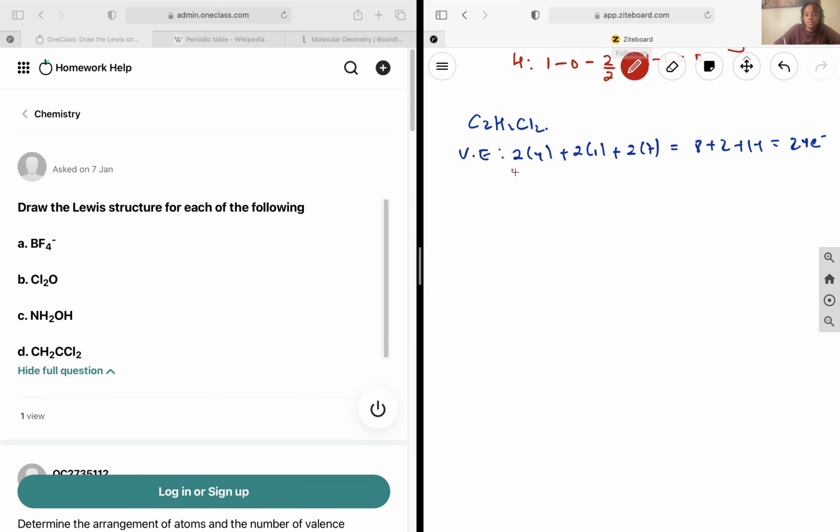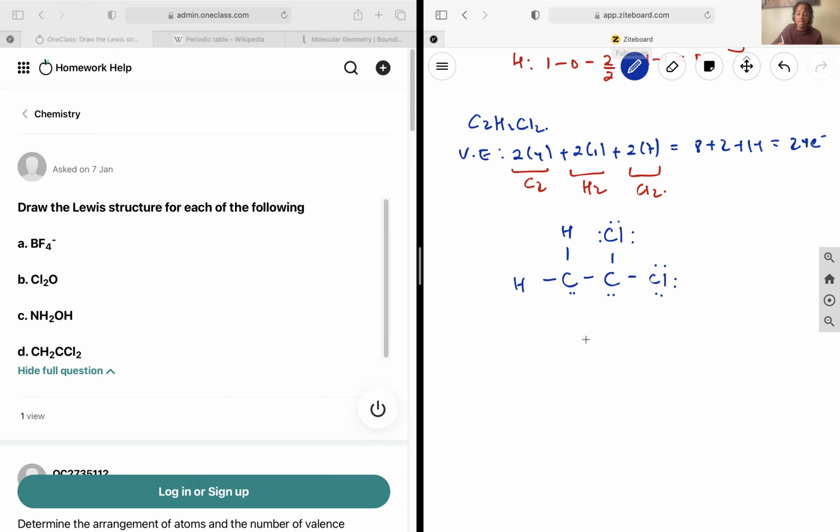We can label these. This is the C2H2Cl2. And so clearly here we're going to have C. Let's put the H on one of them and the Cl on the other. Let's start with a single bond between all of them, and fill in our valence electrons, our octets. See if that adds up to 24. So 2, 4, 6, 8, 10, 12, 14, 16, 18, 20, 22, 24, 26. So clearly we have too many electrons here.